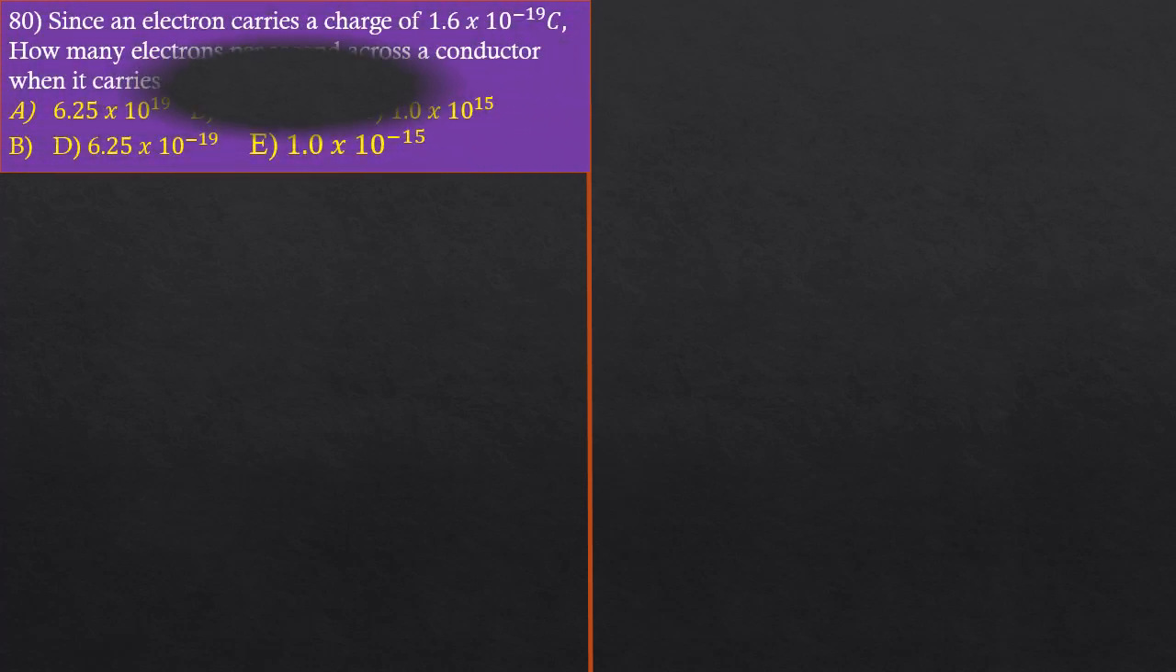Okay, friends, let's look at question 80. It says that since an electron carries a charge of 1.6 times 10 raised to the power negative 19 coulombs, how many electrons per second cross a conductor when it carries a current of 1.00 milliamperes? The clue to this question is that they want us to calculate how many electrons per second. That is N/T.